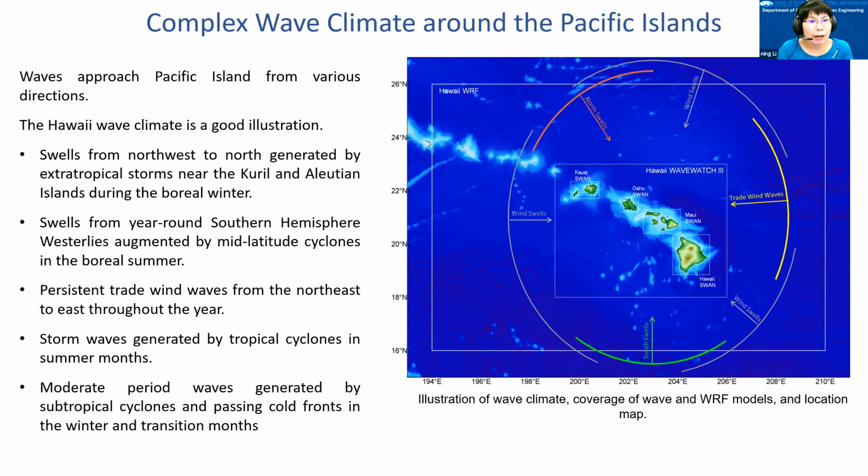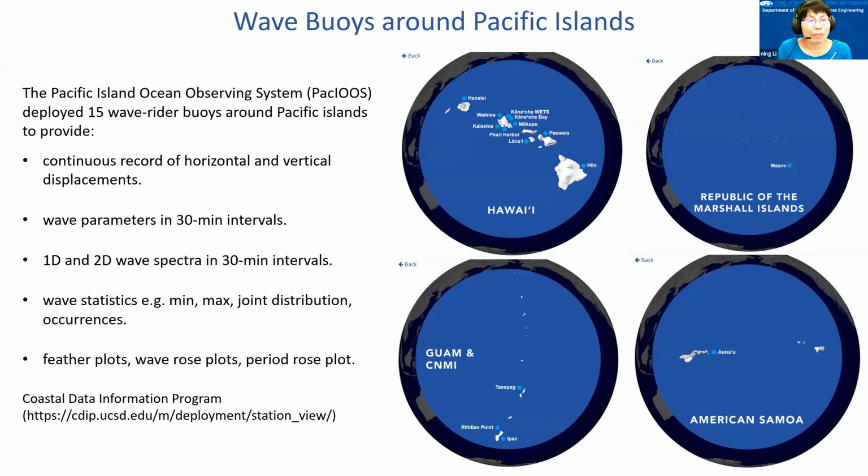To measure the wave conditions, the Pacific Islands Ocean Observing System, with the acronym PacIOOS, has deployed 15 wave buoys around Hawaii, the Marshall Islands, Guam, and American Samoa. These wave buoys provide very valuable data. They float with the ocean surface to continuously record the horizontal and vertical displacement. And based on that, we can compute the wave parameters, in half-hour intervals.